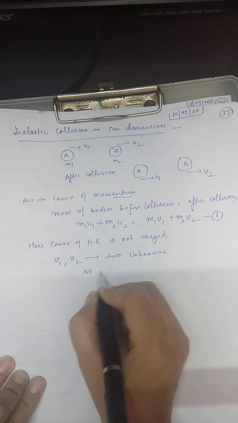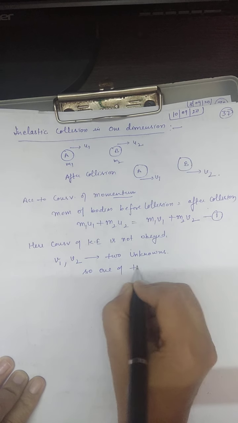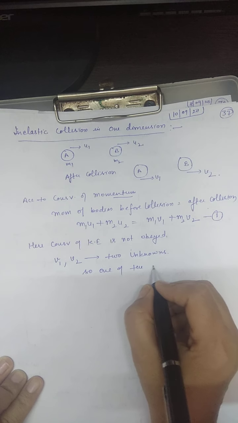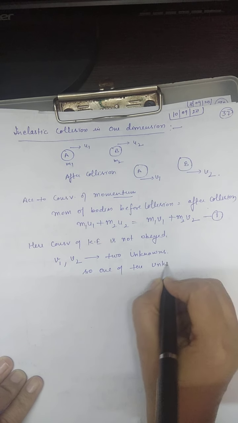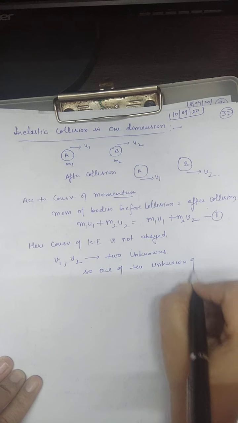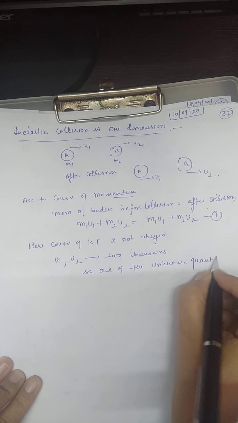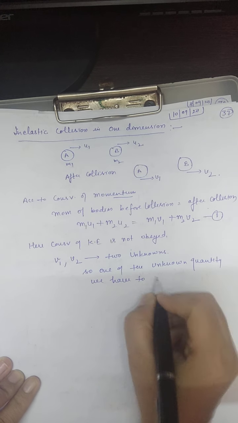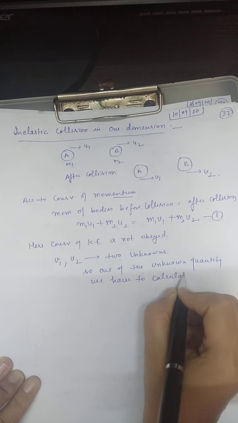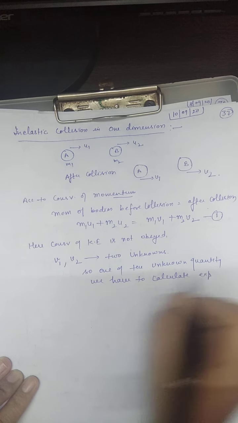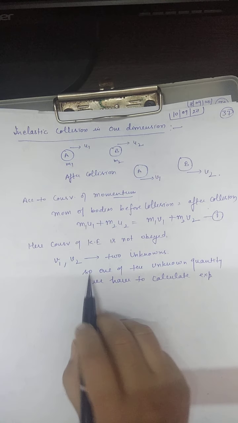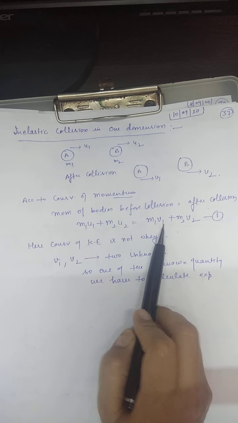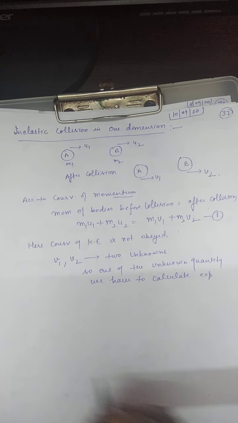But here you have one equation. So one of the unknown quantities we have to find out experimentally. How do you have to calculate it? We have to calculate it experimentally, right? v1 and v2 are two unknowns, and one equation is there. So one of the parameters we can calculate from this equation and the other we have to calculate experimentally.